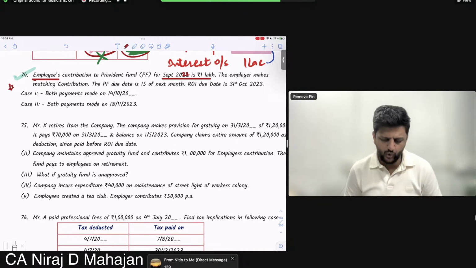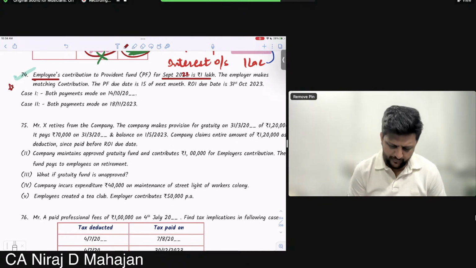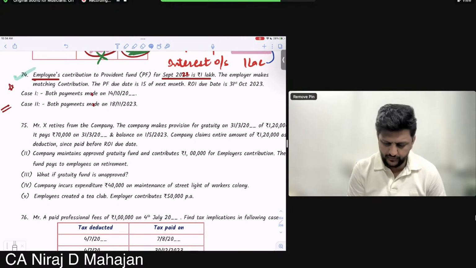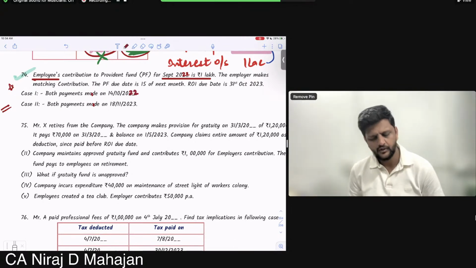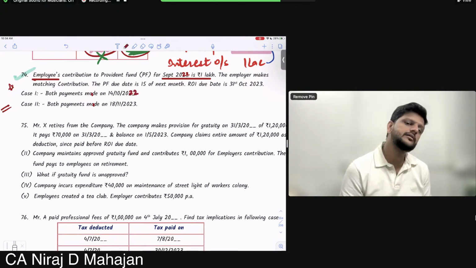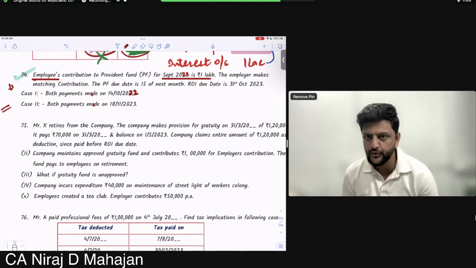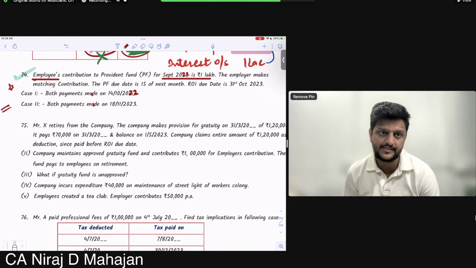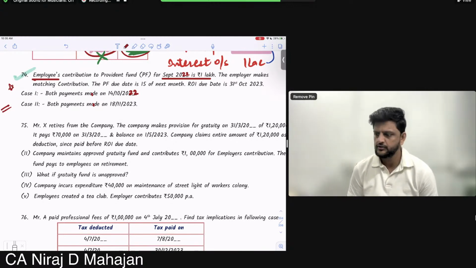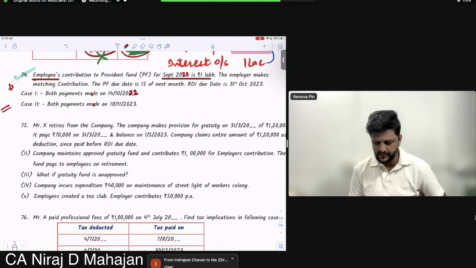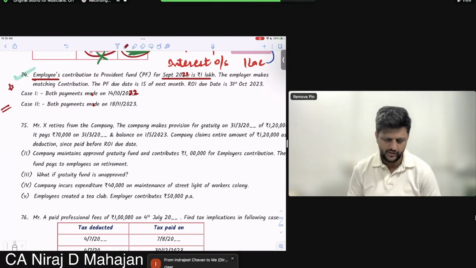They are now asking you what happens if both these payments are made on 14th October 22, or if both these payments are made on 18th November 23. November 23 means after the ROI due date. What happens? Clear till here, all of you? So I'm giving you both the cases. Ready, steady, go. Write down case 1.